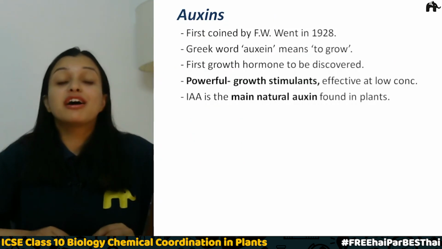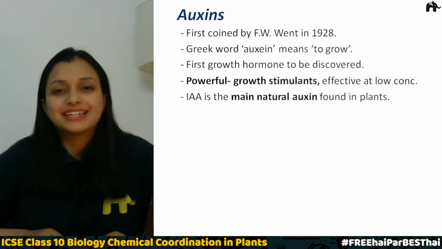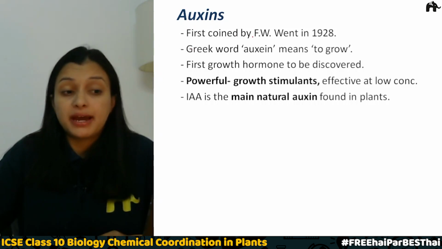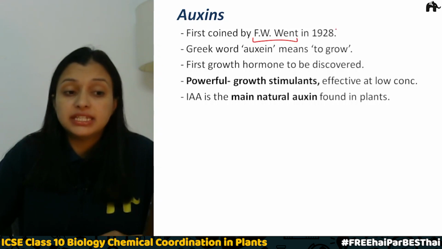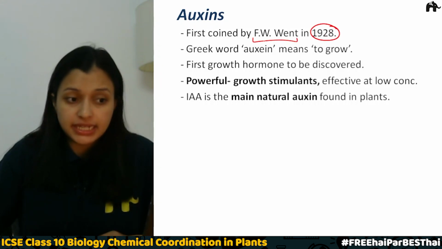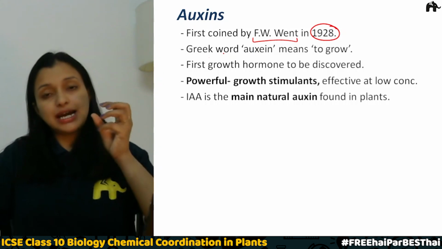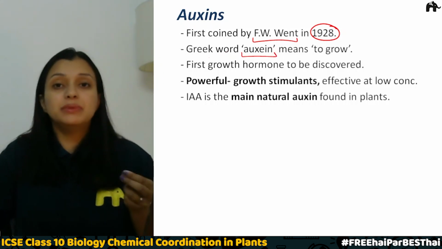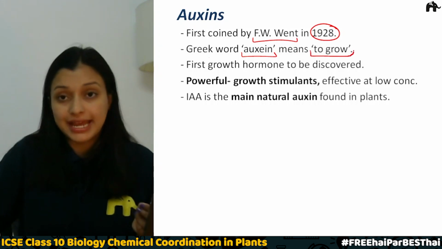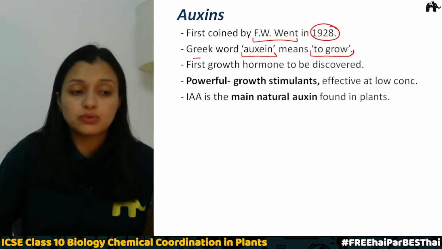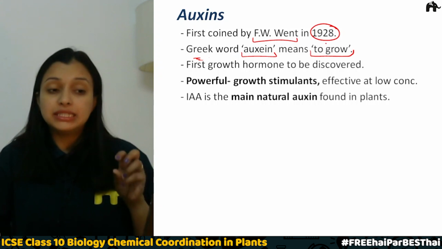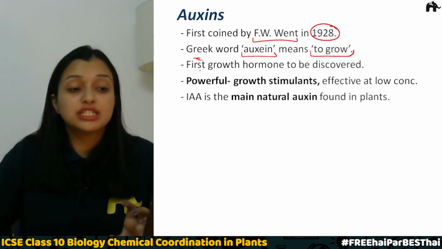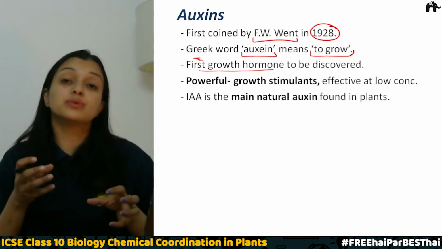Now talking about our first phytohormone, that is auxins. The term auxin was coined by F.W. Went in 1928. It came from a Greek word, auxein, which means to grow, right? So auxein is a Greek word which means to grow, and this term was coined by whom? F.W. Went. Right? So this was the first growth hormone that was discovered.